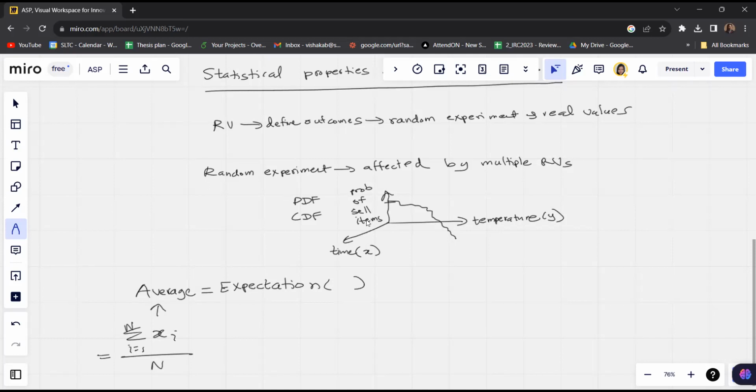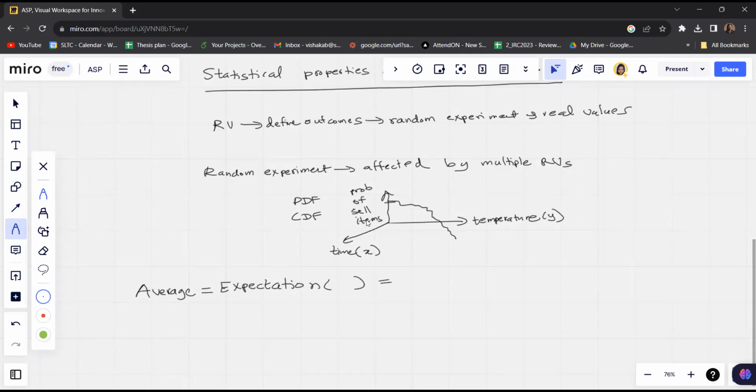Just like that, in this random process analysis, where we try to find the probability of a certain outcome occurring, we find the expectation of the random experiment. Expectation means the average value.